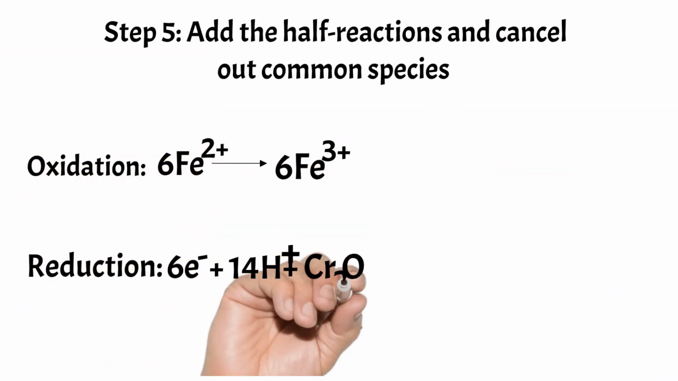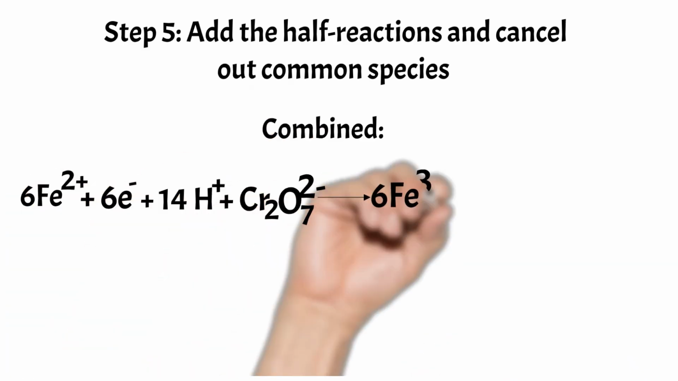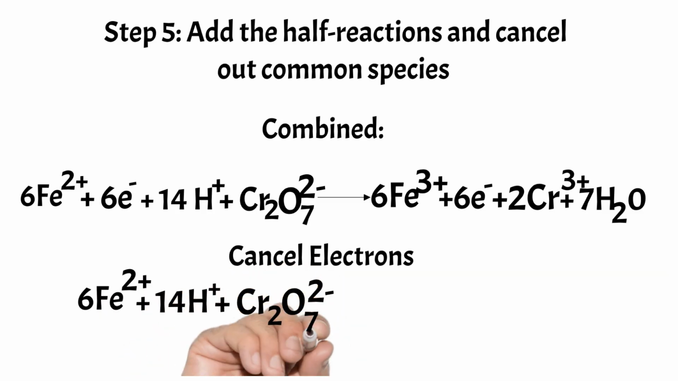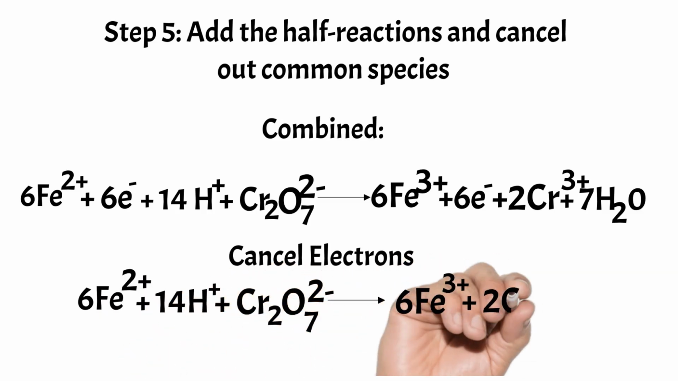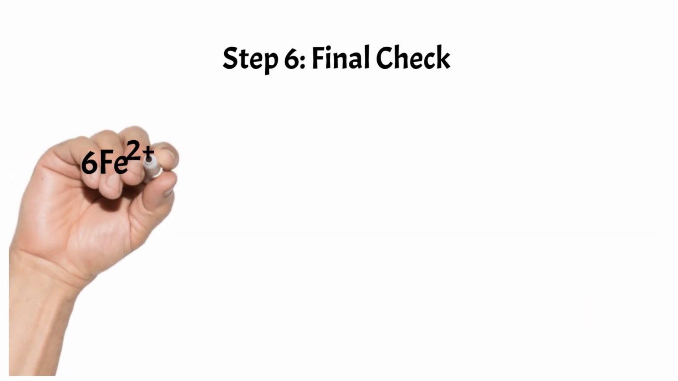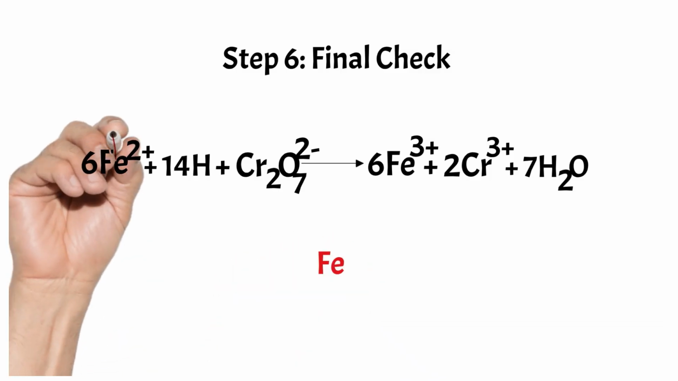Step 5. Add the half reactions and cancel out common species. Combine the two half reactions and cancel any species like electrons that appear on both sides of the equation. And step 6, your final check. Confirm that the atoms and charges are balanced on both sides.